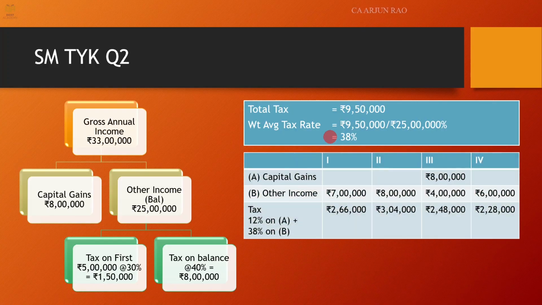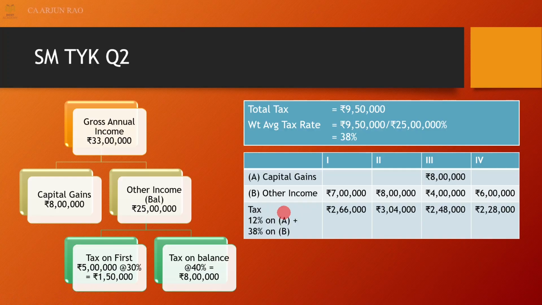So this is the breakup of income for the 4 quarters. On this other income, we calculate at 38%, and for capital gains, we calculate at the special rate, that is 12%. So this is the tax provision. Now in this particular illustration, since the estimate of weighted average tax rate is not changing for each of the quarters, we are directly calculating the tax expense.